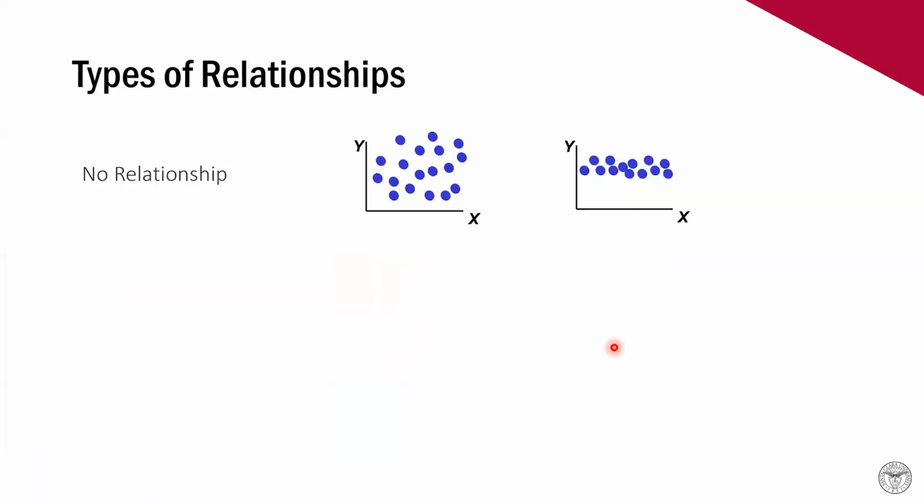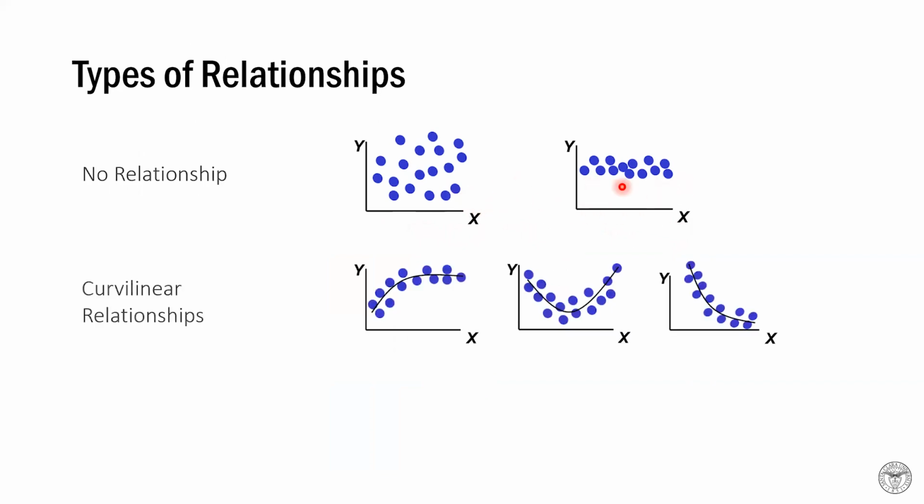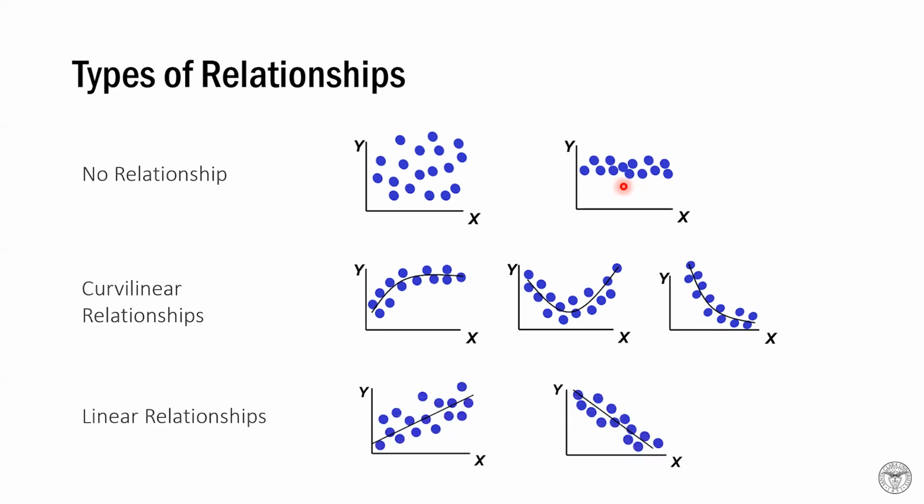Correlation between variables can be categorized into different types. The two charts in the first row indicate no correlation between the two variables. The middle charts show there's a curvilinear correlation between the independent and dependent variables. The chart at the bottom shows a strong linear, either positive or negative, relationship between the independent variable and dependent variable.